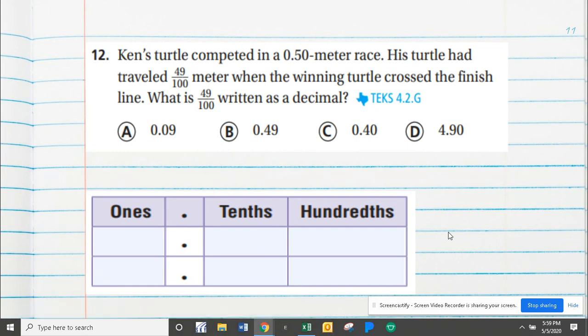I already see some silly ones, like letter D. Do you have $4.90? Do you have 4 wholes? You can scratch that one out. D is not your answer.